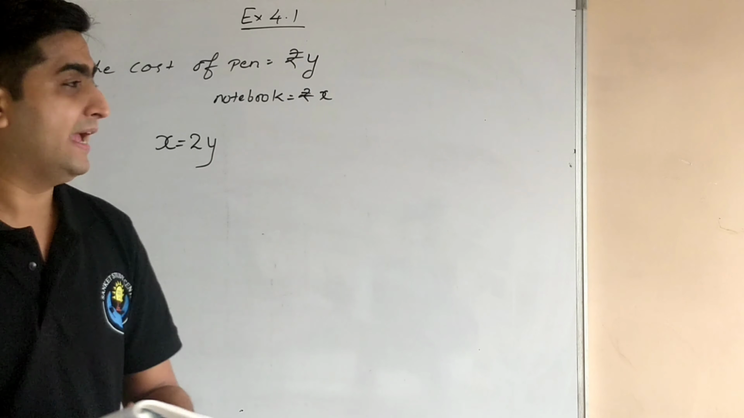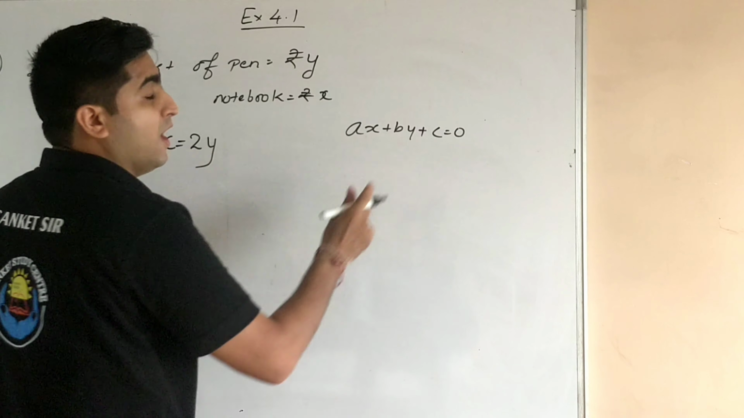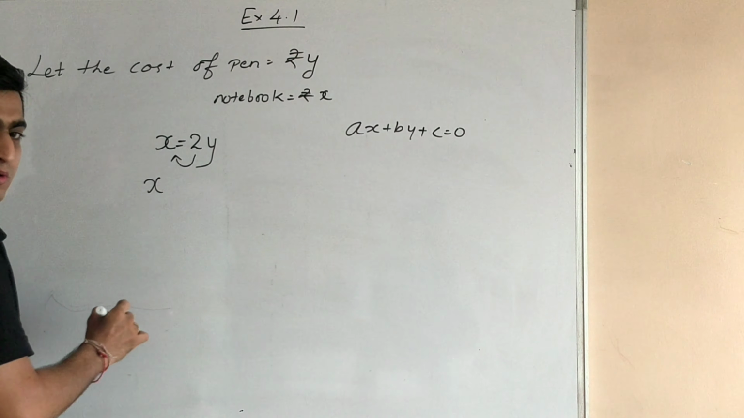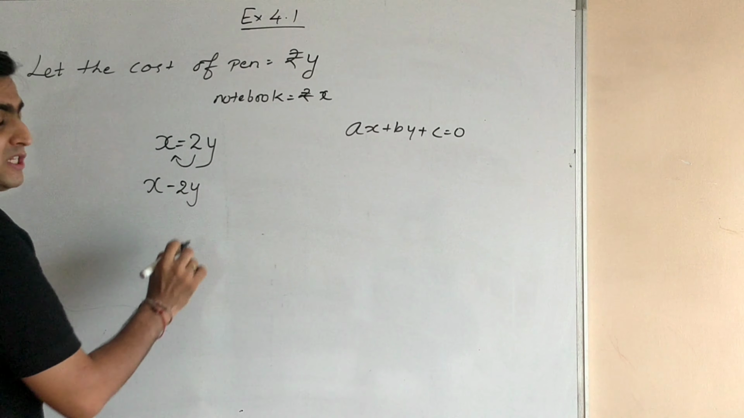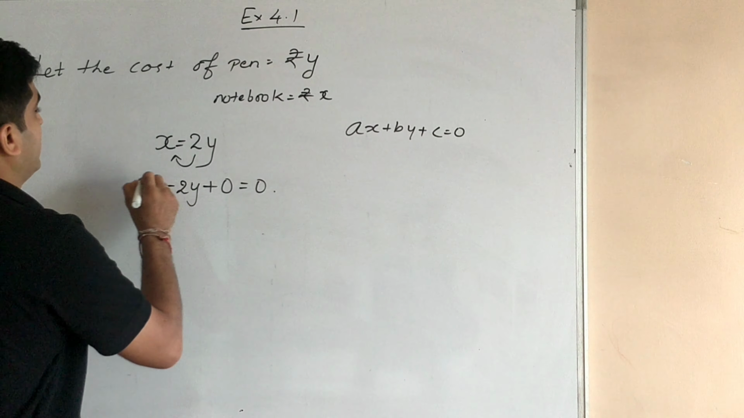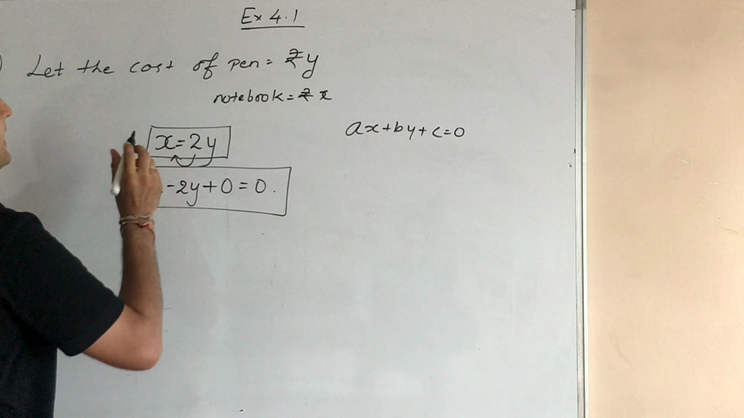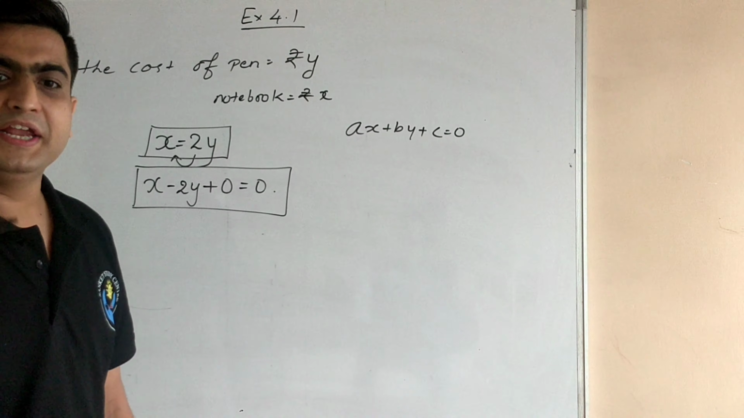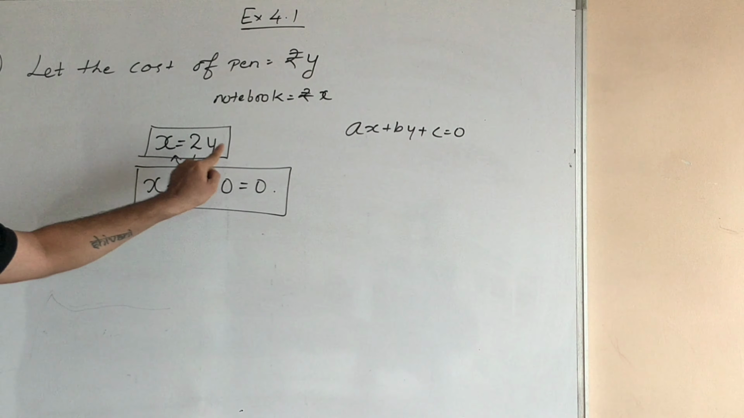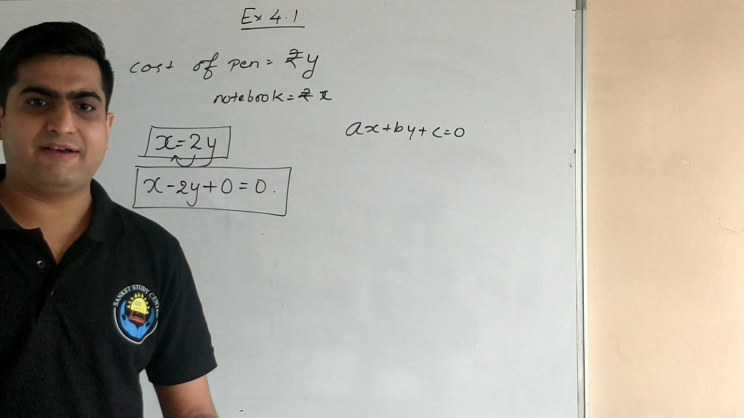If we have to write it in standard form, you all know what the standard form is: ax plus by plus c is equal to 0. How will I write it in standard form? I will take x here, so it will become x minus 2y. There is no constant term, so you can write 0, and that is equal to 0. So this is the standard form. Otherwise, what is asked is to write an expression in two variables, to represent an equation. So you can represent it like this, x is equal to 2y. Okay, understood? Is it clear to each and everyone?